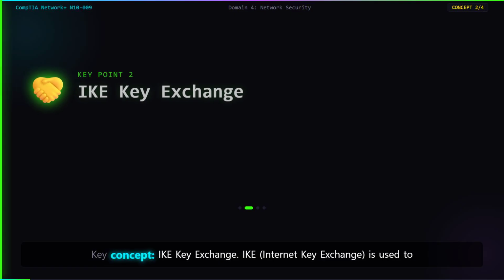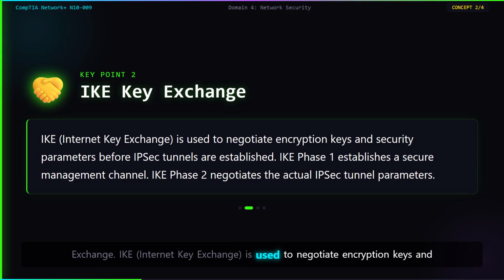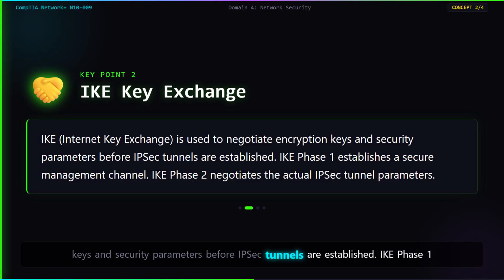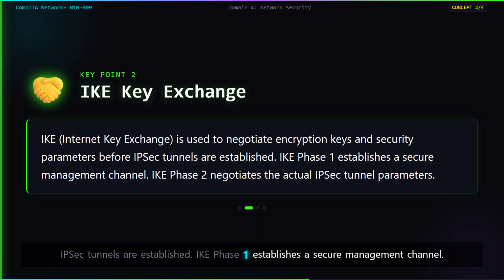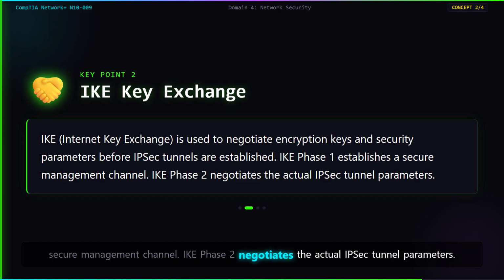Key concept: IKE Key Exchange. IKE, Internet Key Exchange, is used to negotiate encryption keys and security parameters before IPSec tunnels are established. IKE Phase 1 establishes a secure management channel. IKE Phase 2 negotiates the actual IPSec tunnel parameters.